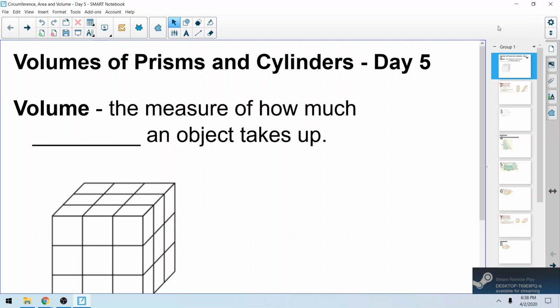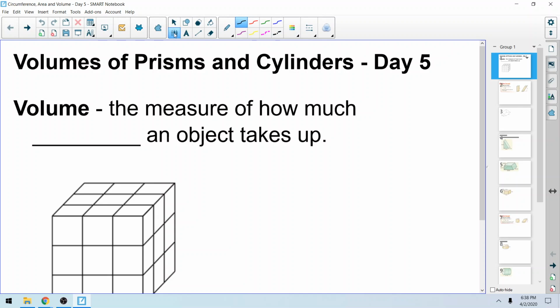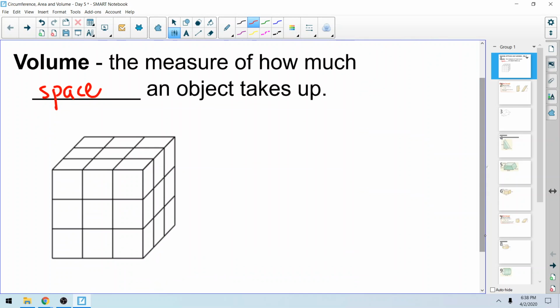Okay, everybody, now that we know what a three-dimensional figure is and how to name them, as well as how to create some of them by rotating a figure around an axis, we're going to start looking at the volume of them. So, first of all, volume is the measure of how much space an object takes up. So if we're taking a look at this cube right here, you're looking at how much space it actually takes up.